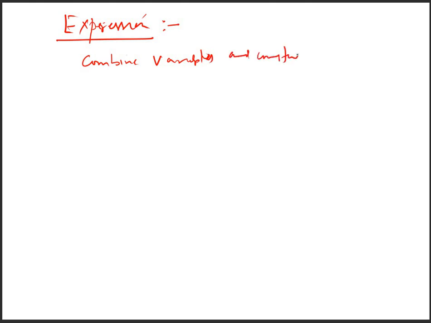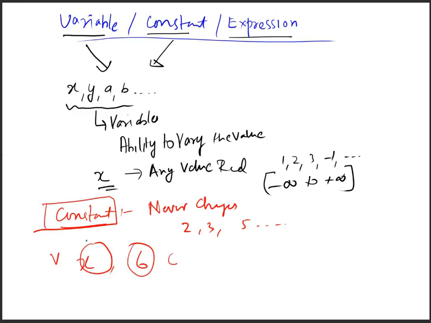Now, expression. What is an expression? Expression is when you combine variables and constants together using mathematical operations. So, in the previous example, I said X was a variable and 6 was a constant.